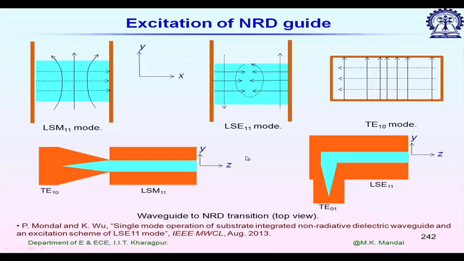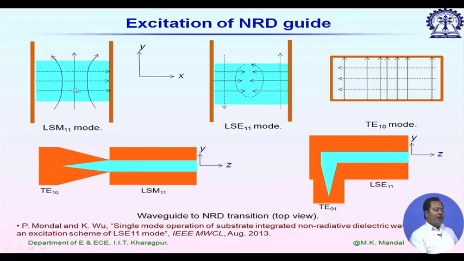Next is NRD. NRD can support both longitudinal section magnetic and longitudinal section electric modes. In longitudinal section magnetic mode, in the propagation direction mainly we have the magnetic field components. So, for LSM11, if I concentrate on electric fields they are maximum on the central plane and they are parallel to the ground plane. If you recall, we are using a dielectric slab in between two ground planes.